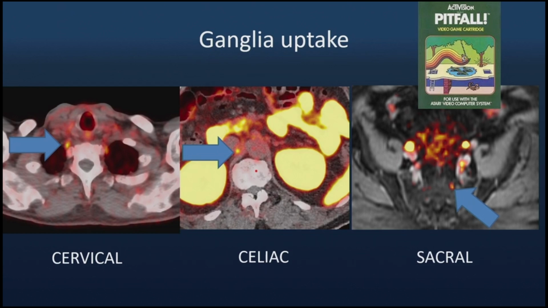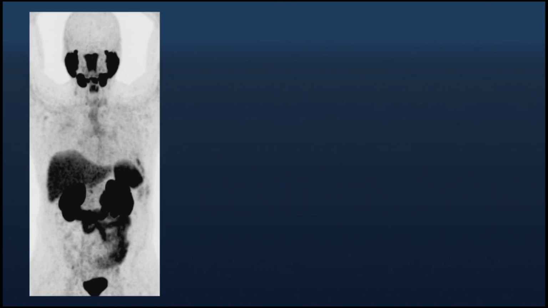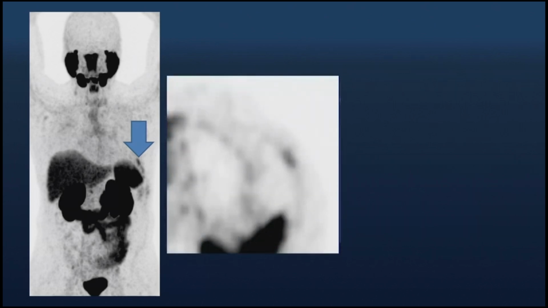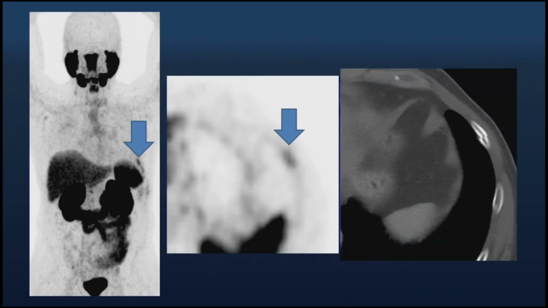These are just presacral lymph nodes. Another big pitfall is this. Anytime you see uptake in your patient's chest wall, I look very closely at the anatomic imaging. Why is that? Rib fractures. Inflammatory processes can have low-level PSMA uptake, and this is just an acute rib fracture.